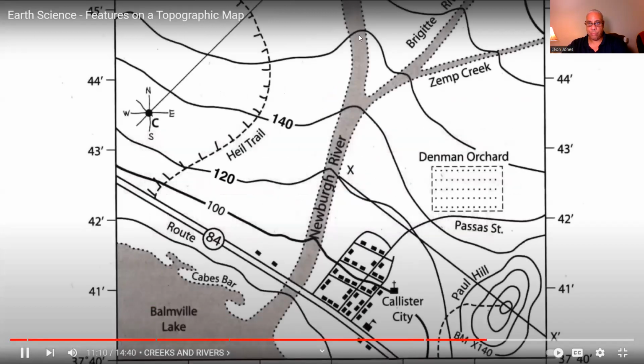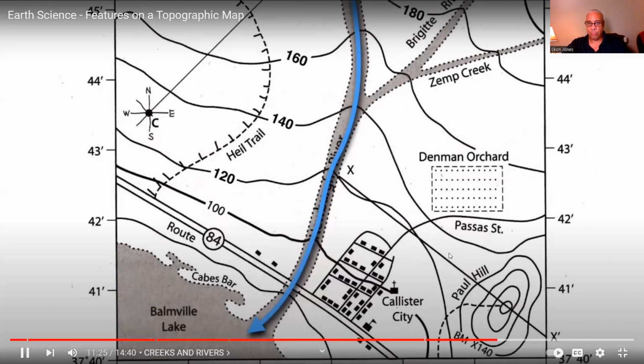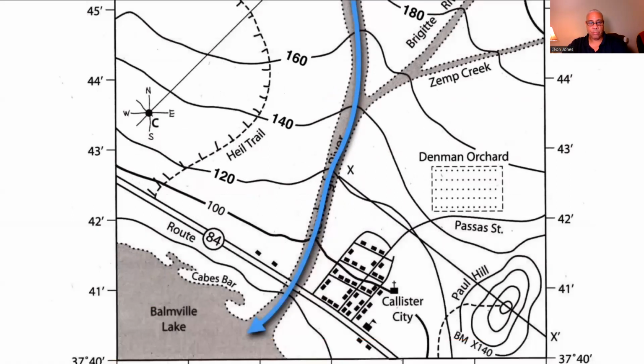And let's go back to that same river now, the Newburgh River, and say it flows this direction. If I was going to give it a direction, I could say south, but a better answer would be southwest. But this is logical. I have here drawn in the different elevations for this contour map. It's 160, 140, 120, 100 feet, and so on and so forth.